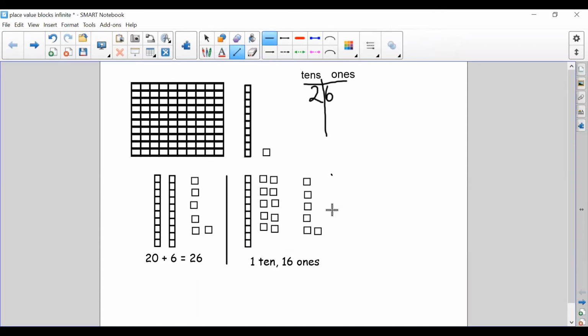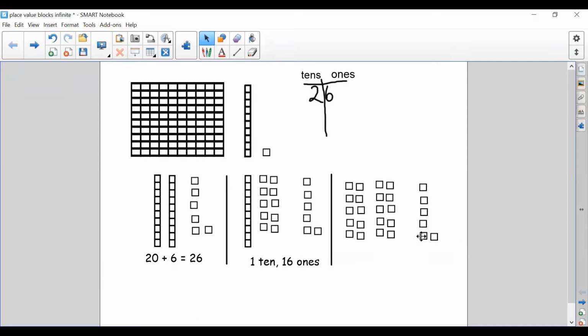Let's draw another little line. We still have a 10 that we could break into ones. We could also think of a 10 as like a dime, because a dime is worth 10 cents. And we could think of the ones as pennies, because pennies are worth one cent. So if we broke this last 10 into ones, we would have 26 ones. So let's see what that would look like in the last one.